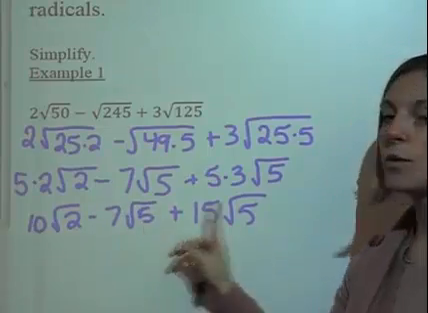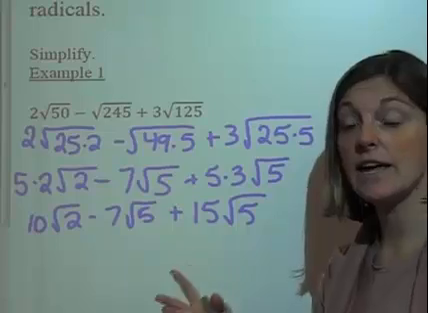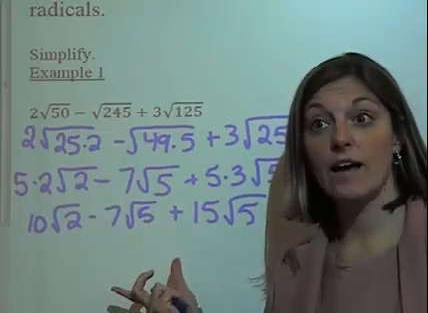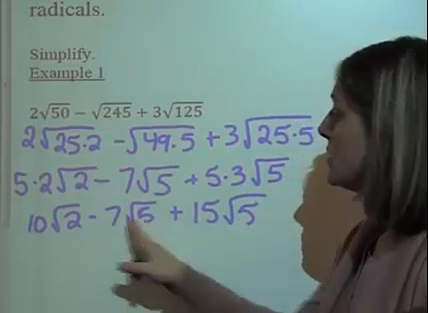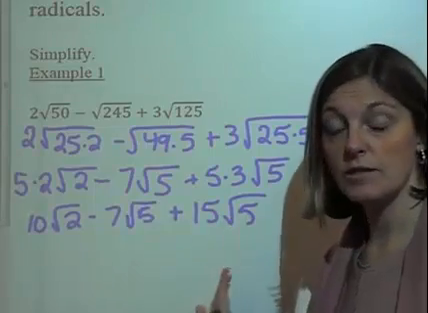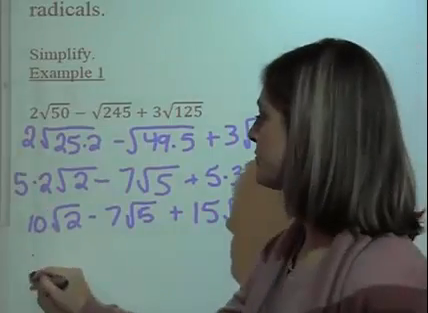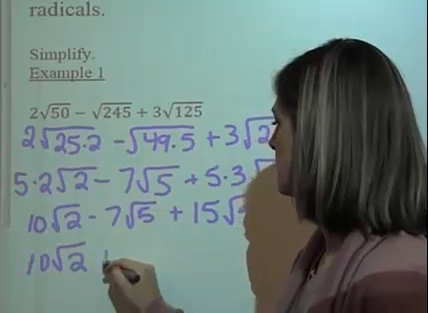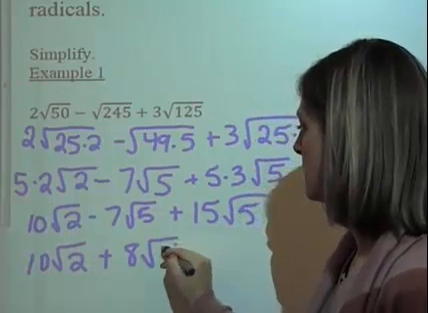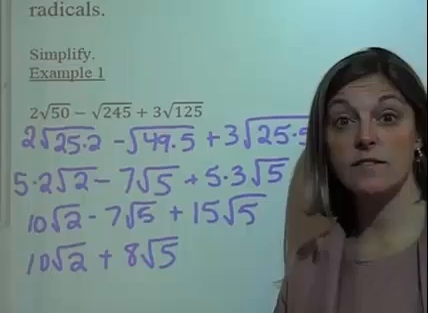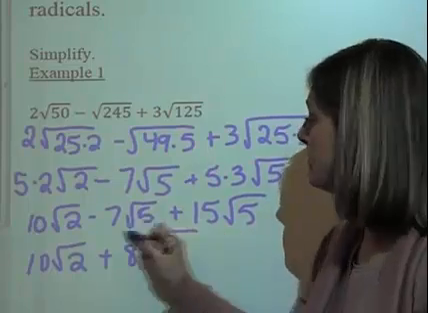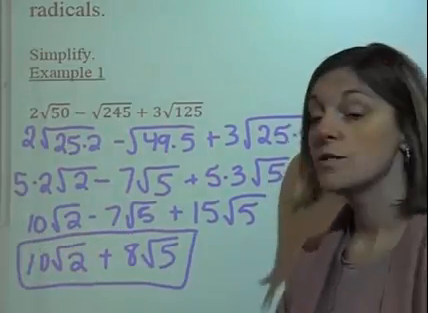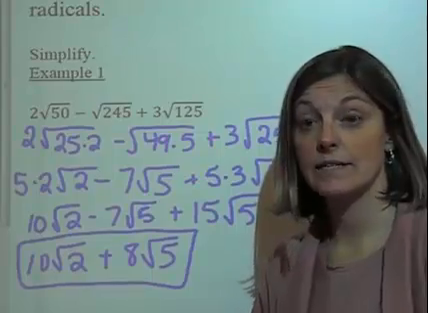But we have these square roots of 5 that we can combine together. We're going to combine them just like we do when we have variables. So negative 7 plus 15 gives you 8, and that's as simplified as it can get. So we have 10 square root of 2 plus 8 square root of 5.